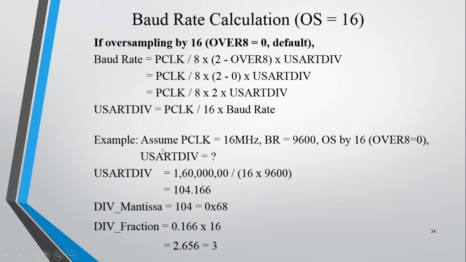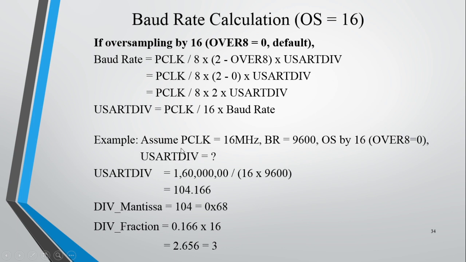As an example, we are assuming that PCLK is 16 MHz. PCLK means the peripheral clock. It is nothing but the APB clock. By default, the APB clock is 16 MHz because none of the prescalers are configured. We have seen this in the previous slide. Then I need to have a baud rate of 9600. Oversampling, I am configuring as 16. That means the OVER8 bit is 0. Given these assumptions, what value should we get in USARTDIV?